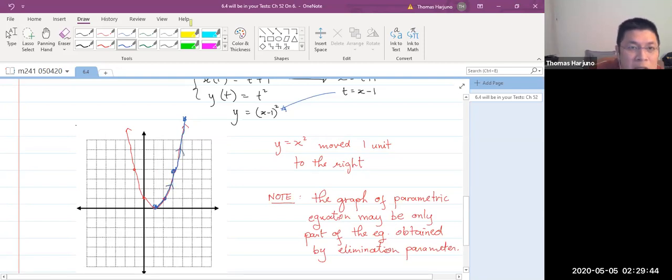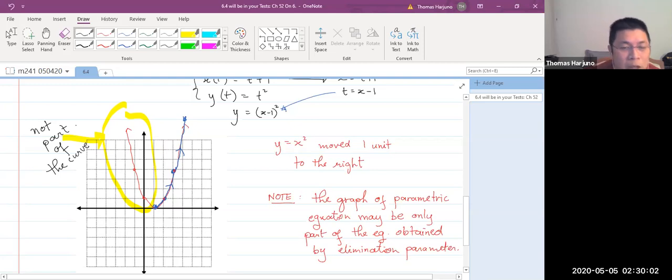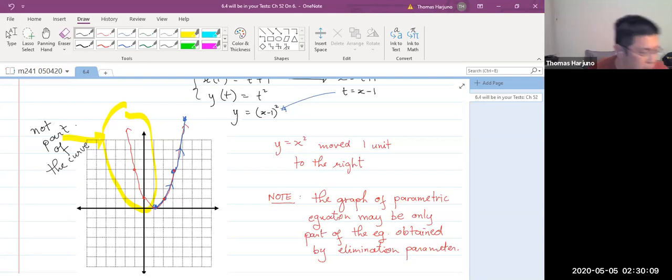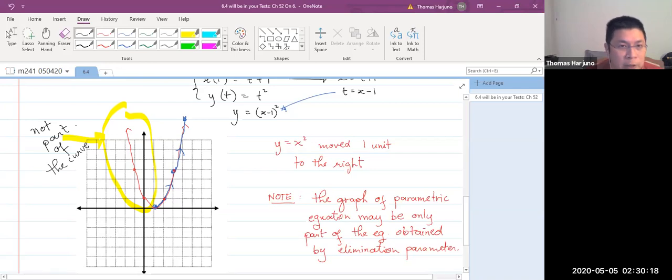And notice that this branch here, this part here, is actually not part of the curve. But by graphing it in full, we can tell, oh, you know what, it's actually part of a parabola. Now, when you take a look at our textbook, it actually focuses on one or two types of parametric equations, but they are focusing on something important, things that you will see a lot in calculus 2 later on, and also in pre-calculus.